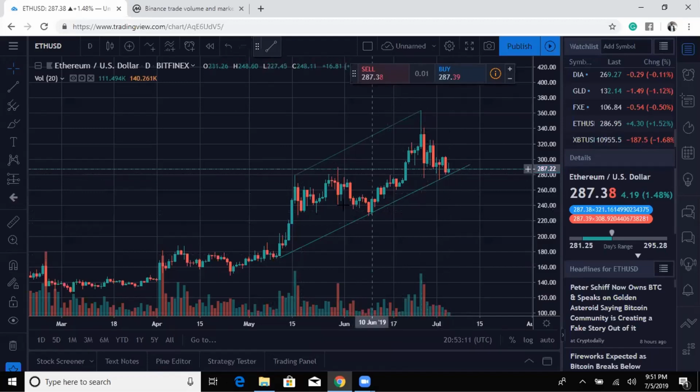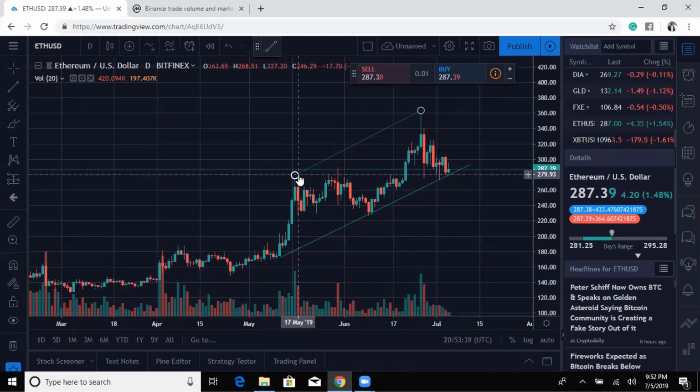If you notice from here, it tried to break out from here and went up, but it could not. So it went down and it tried to break out again from this line. You notice from this point, it didn't break out from here and from here and then went down. So what trend lines do is they help us to see the price action and they help us to see where the price is likely going to move up to.